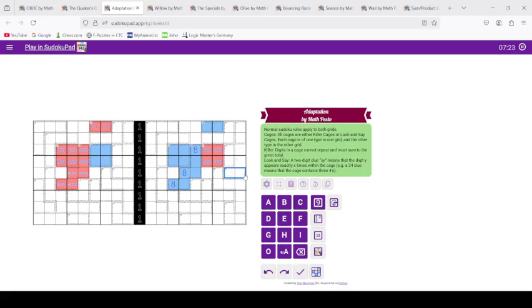This is either a 5 or a 9-6. Because it can't be 8-7.